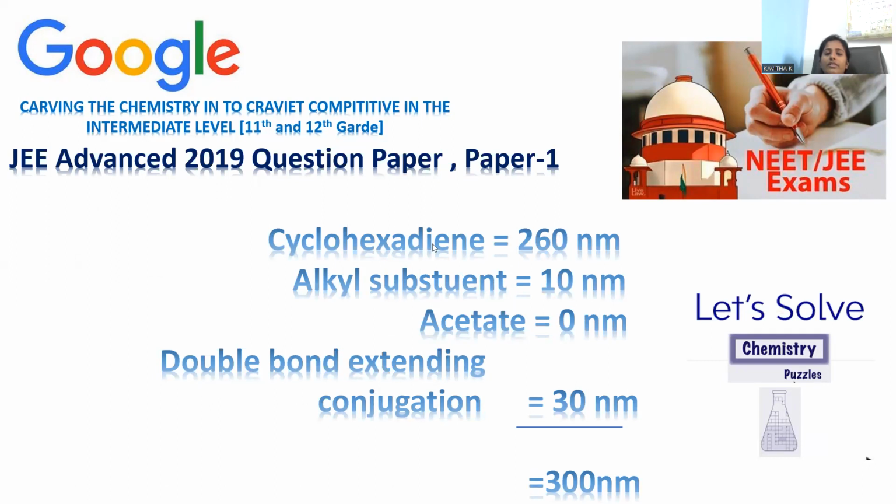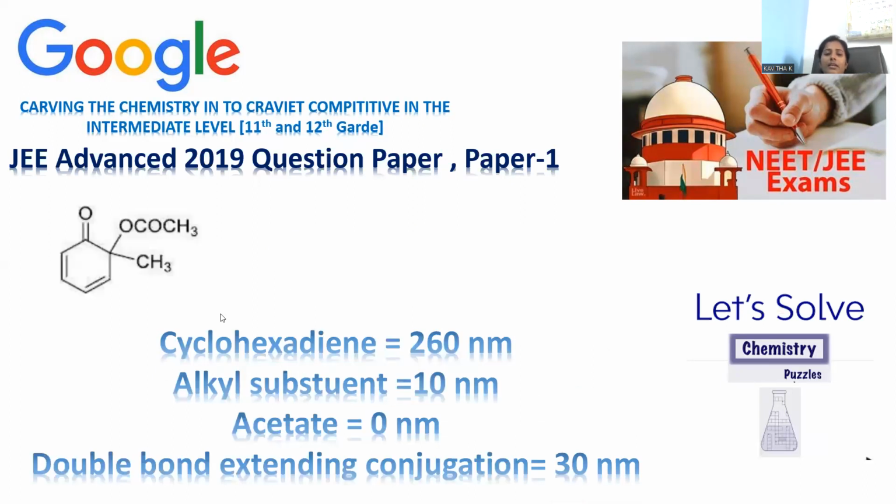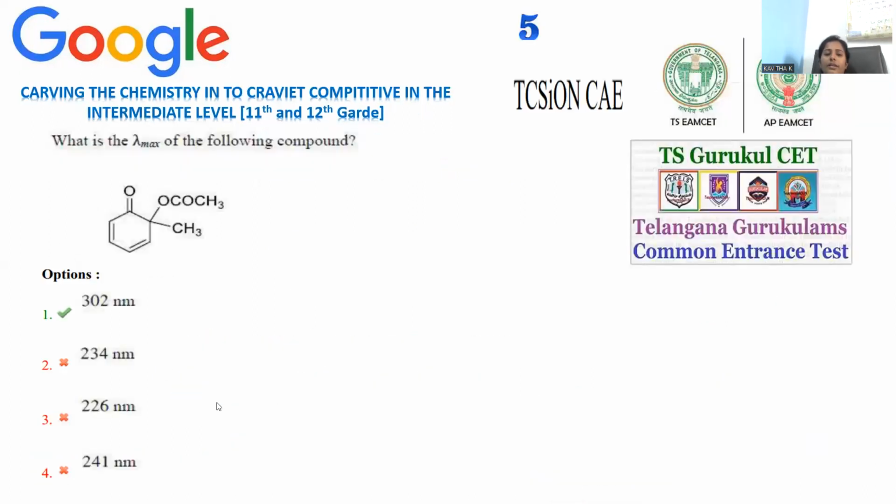260 for cyclohexadiene, alkyl will give 10, acetate 0, double bond extending conjugation is 30. If you add, the entire value will be 300 nanometers. So the given compound will give 300 nanometers, near to 302. So for question number 5, option number 1 will be the correct answer.